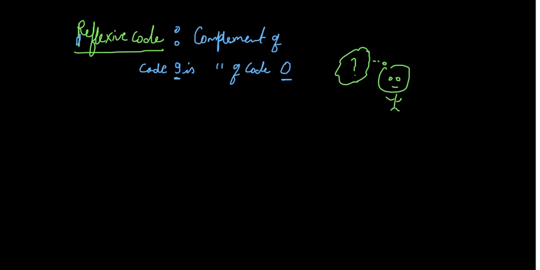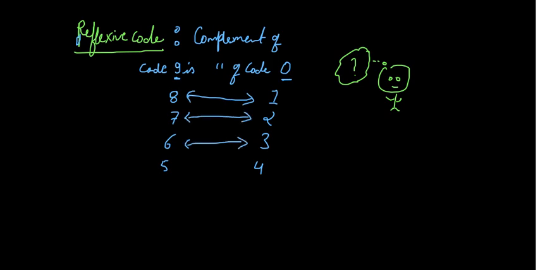So in the same way, complement of 8 is the complement of 1. Complement of 7 is complement of 2. Complement of 6 is complement of 3. Complement of 5 is complement of 4. And the sequence is completed. And vice versa we have here. So these are the complements of the reflexive in nature.